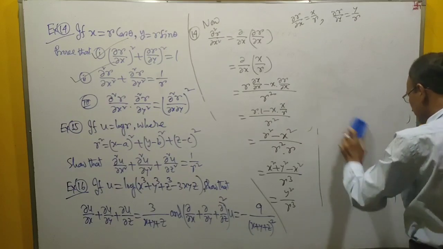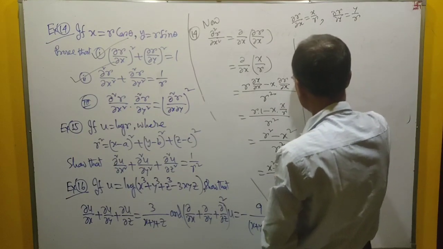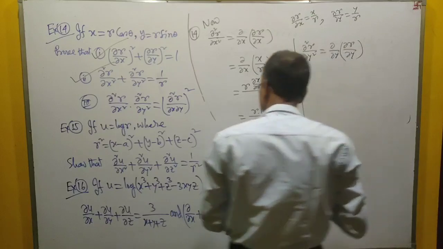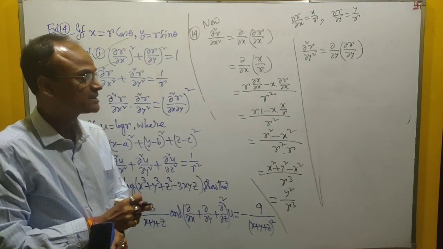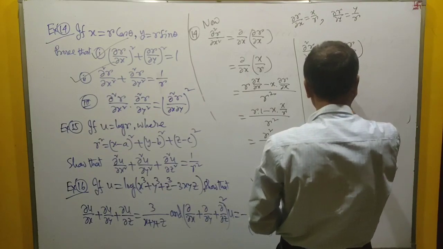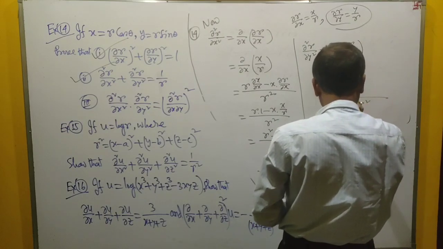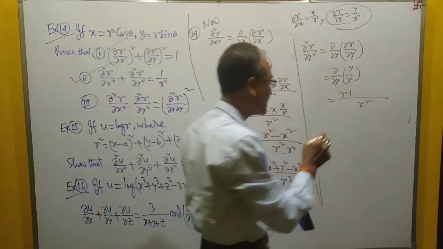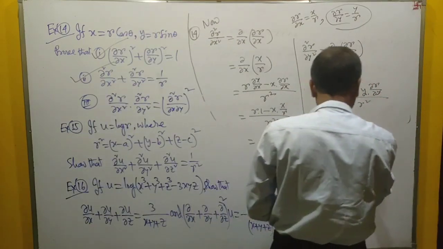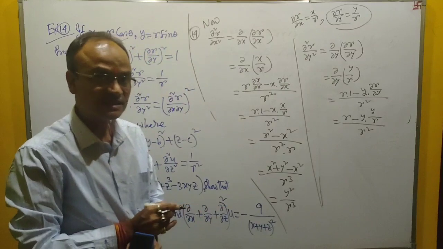Similarly, del 2 r by del y square equal to del del y of del r by del y. Differentiate partially with respect to y. What is del r by del y? Y by r. This is equal to r into differentiation of the numerator 1 minus numerator y into differentiation del r by del y. This is equal to r minus y into y by r, divided by r square.